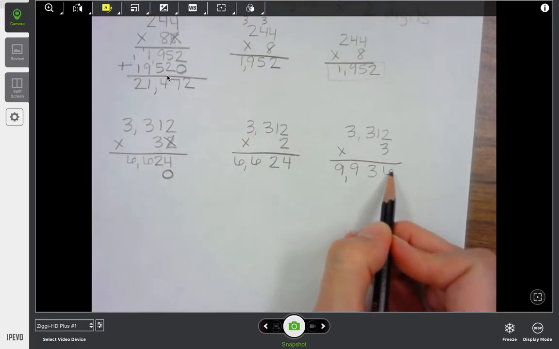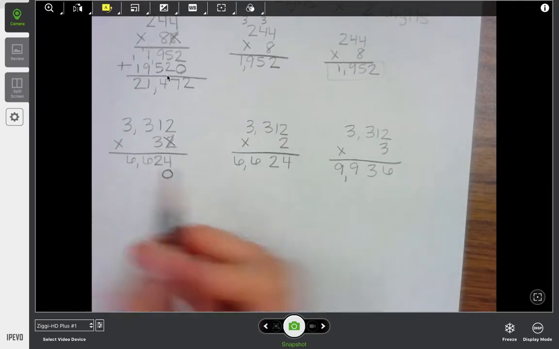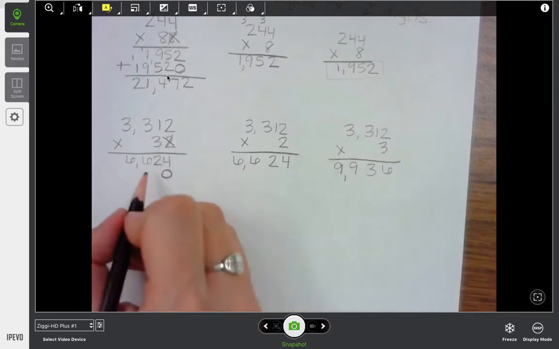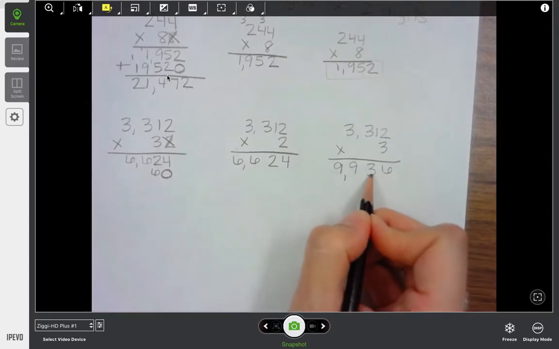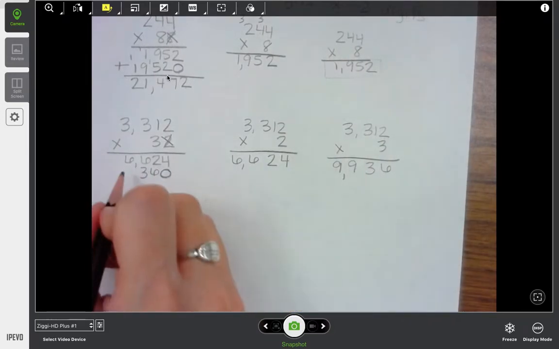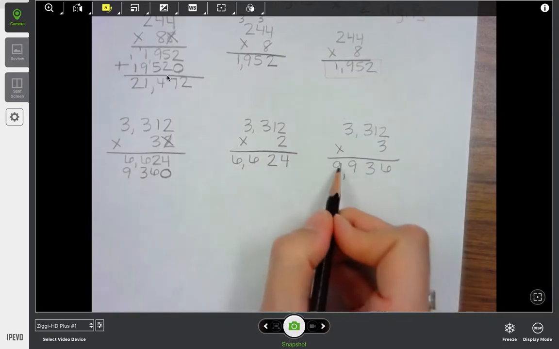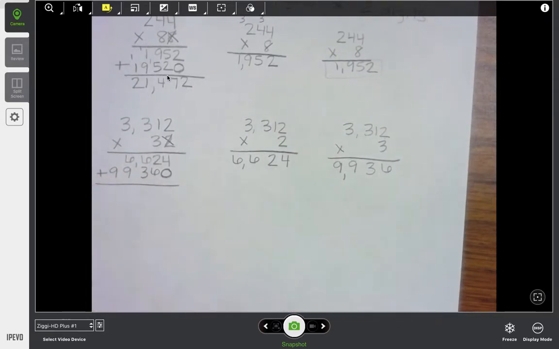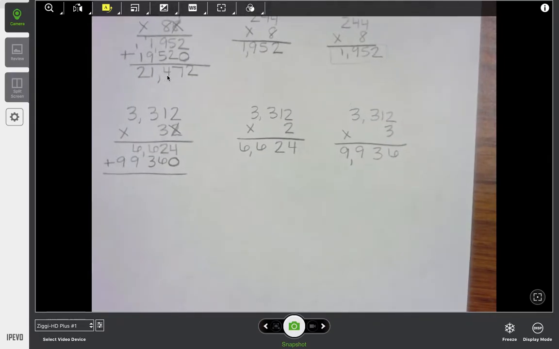9,936. I've got to transfer this here, and I've got to make sure, and you need to make sure you line up your numbers correctly. So this 6 goes under the 2. This 3 is going to go under the 6. This 9 goes under this 6, and then this 9 will go here. And then I am going to add those together.